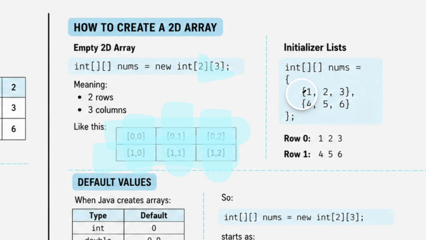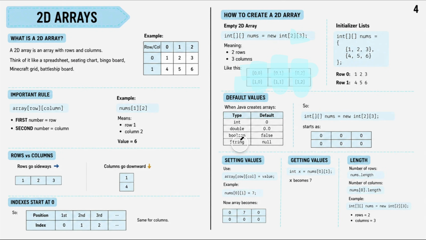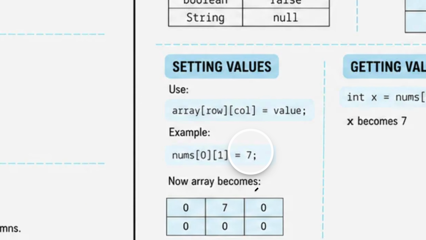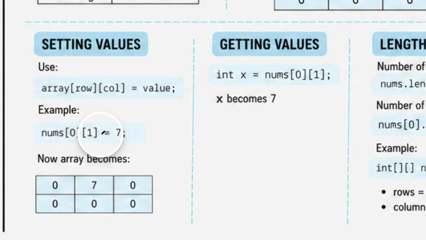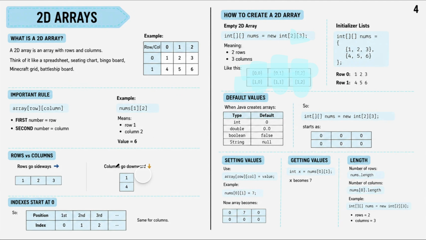If we already know our values, we can just use curly brackets inside curly brackets, with a comma and another set of curly brackets. Default values are the same. For setting values, you would use the set method, set 0, 1, so that would be the 0th row and first column. Getting values works similarly, and the length is num.length without parentheses.